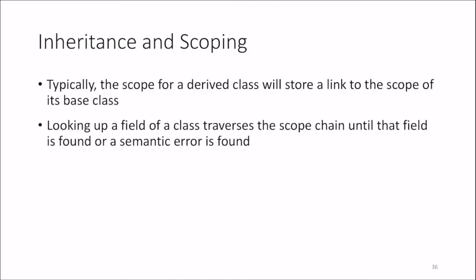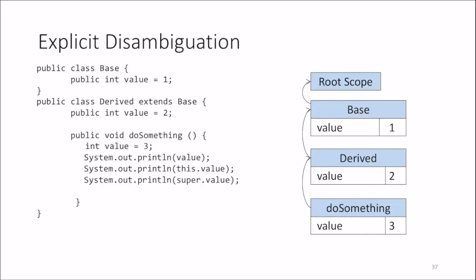The scope of the derived class has to store a link to the scope of its base class and then look up the field of the class in the scope chain until you find something you can use, or if you don't find something, then a semantic error is raised. In object-oriented programming languages, you often have variables that let you do explicit disambiguation of whether you're doing scope or inheritance. Different programming languages call them different things, but they often call this dot something or super dot something.